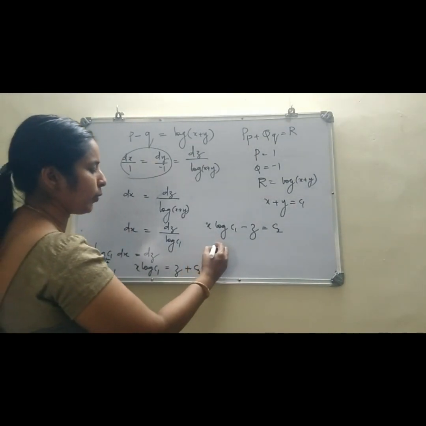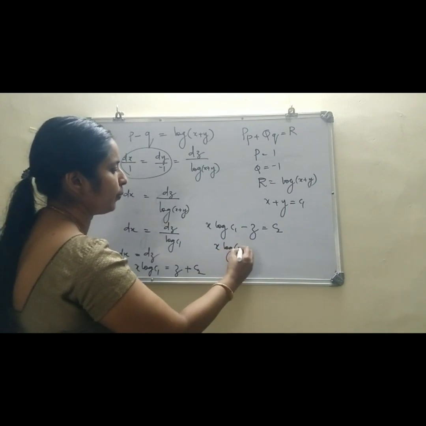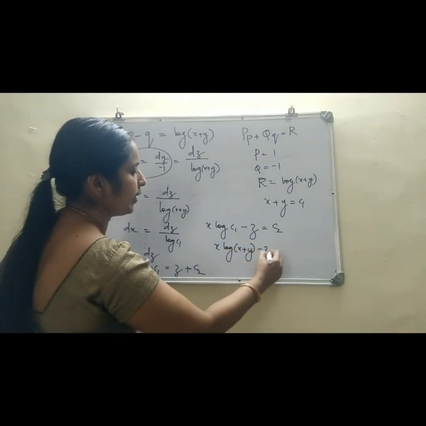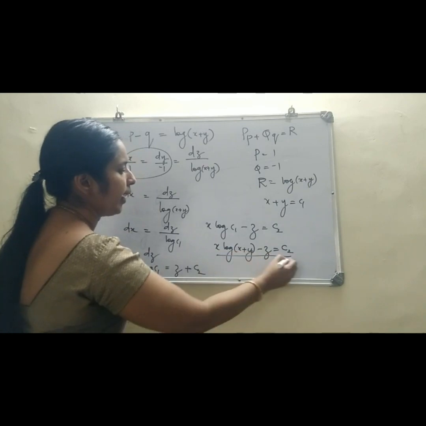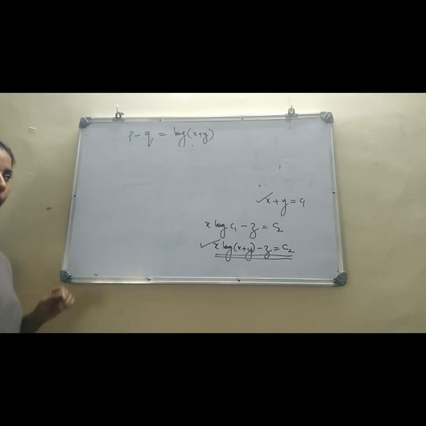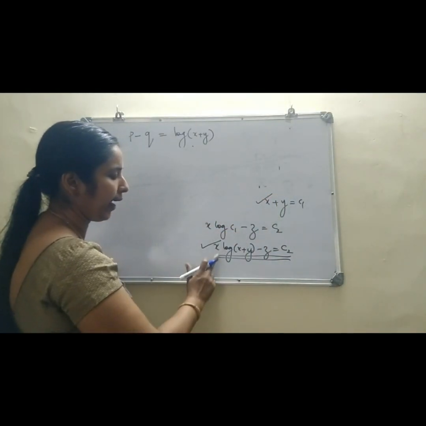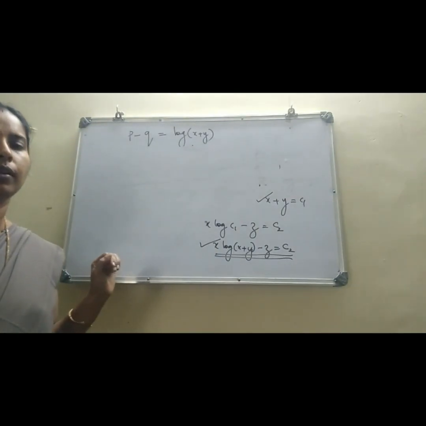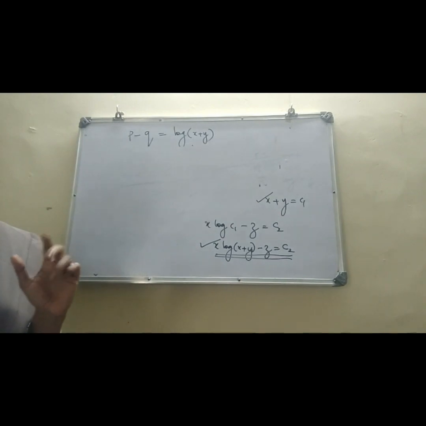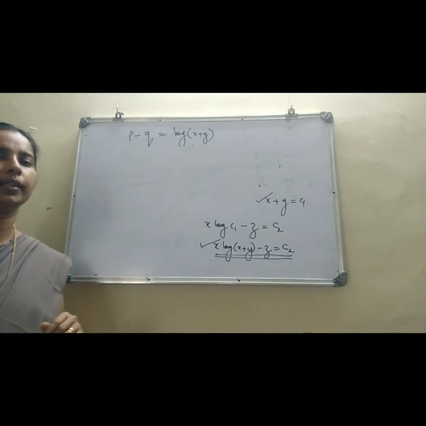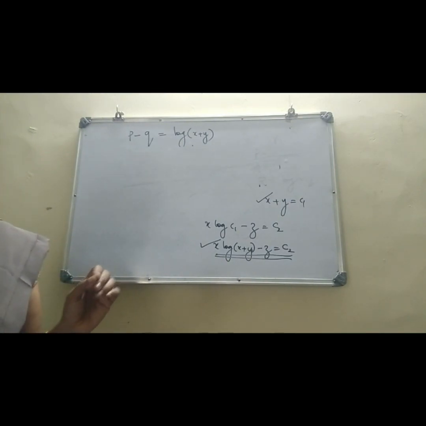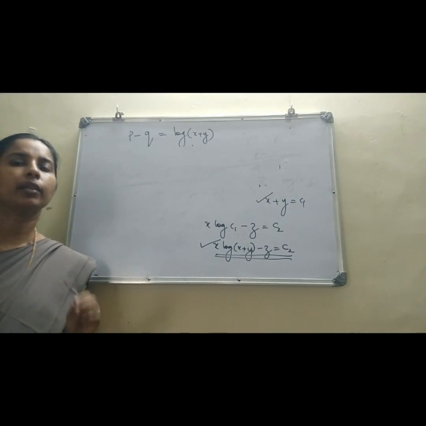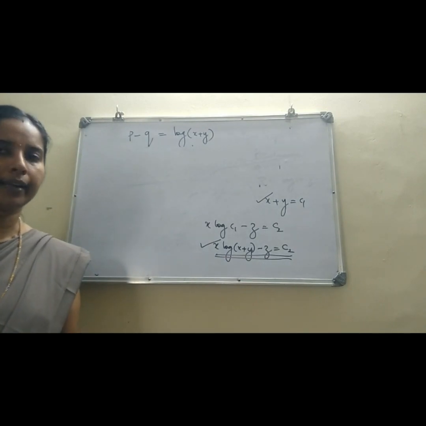C1 is x plus y. So x log x plus y minus z equal to C2. That is another solution. We have x plus y equal to C1 and x log x plus y minus z equal to C2 are the two solutions of the auxiliary equation. Anyway, you try to find two solutions. Now we got two solutions. Then with the help of these two solutions, you can easily write the general solution of the given Lagrange's equation.